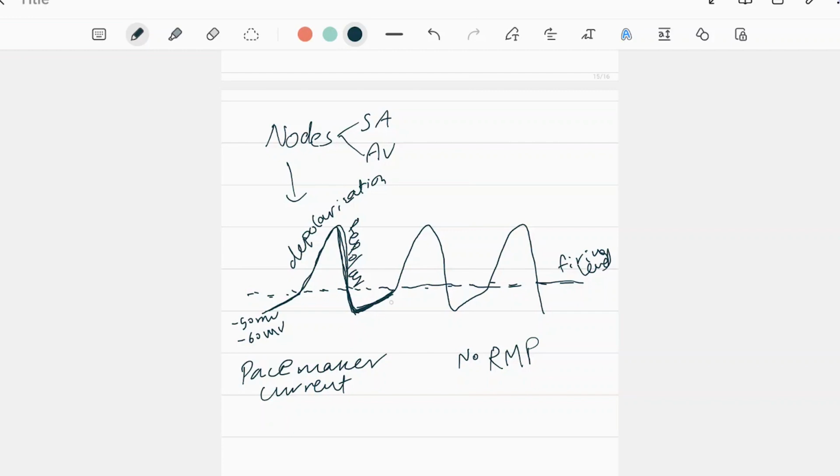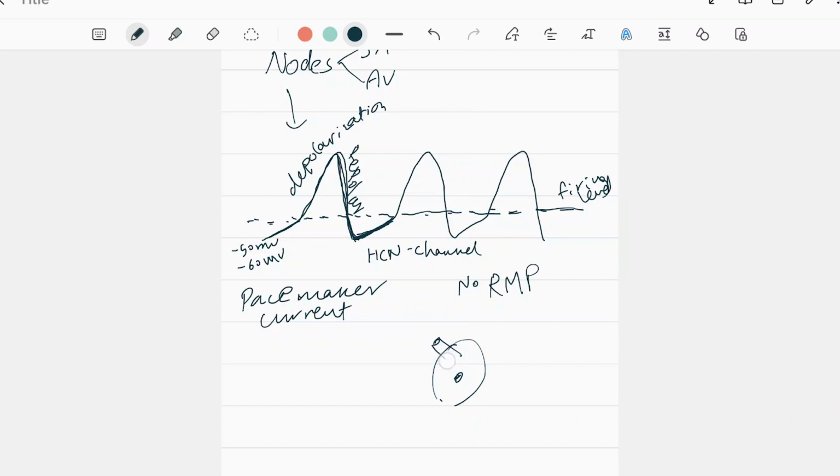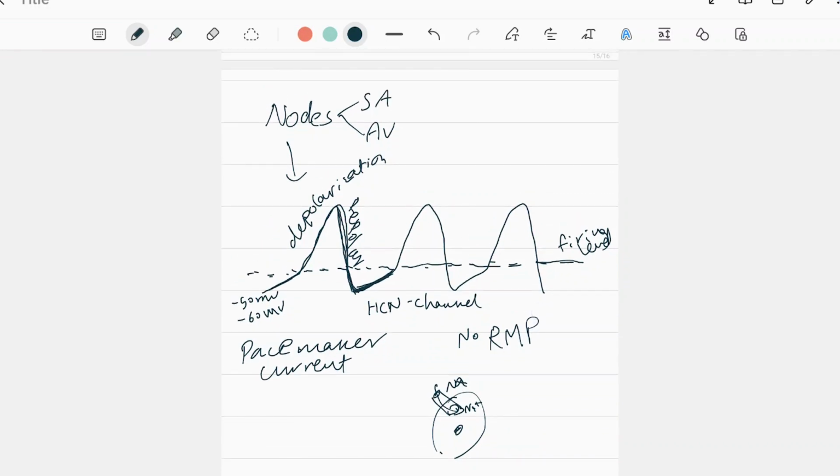What happens here is there's a special channel called the funny current. It's also known as the HCN channel. This is a channel that opens up in the cell and allows sodium to enter the cell. That's one of the important things. There's also a T-type calcium channel that gets involved. I'm just giving you the primer for this, so we'll go into more detail later.